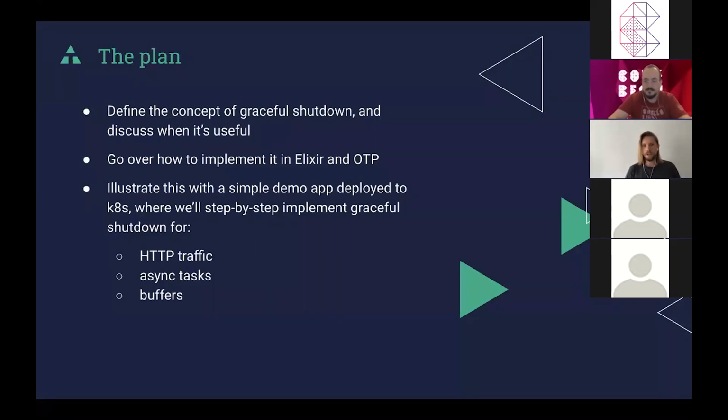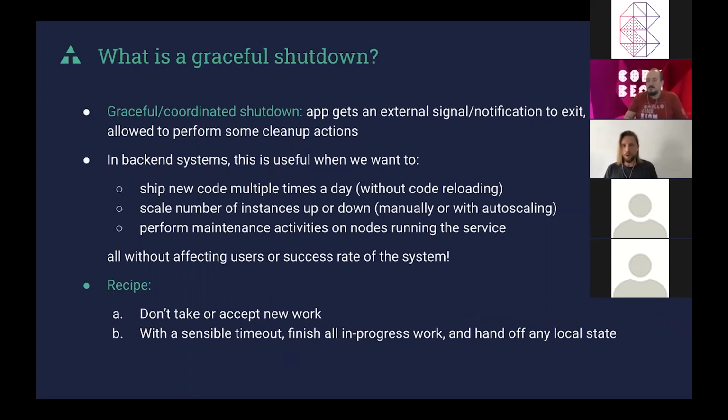And we'll illustrate this with a simple demo app that's going to be deployed to Kubernetes, where we'll step-by-step implement graceful shutdown for the most typical things, which is HTTP traffic, async tasks, and buffers. And those typical things, how we do it, this will actually allow you to implement it for more exotic problems that you have. Okay, so what is a graceful shutdown?